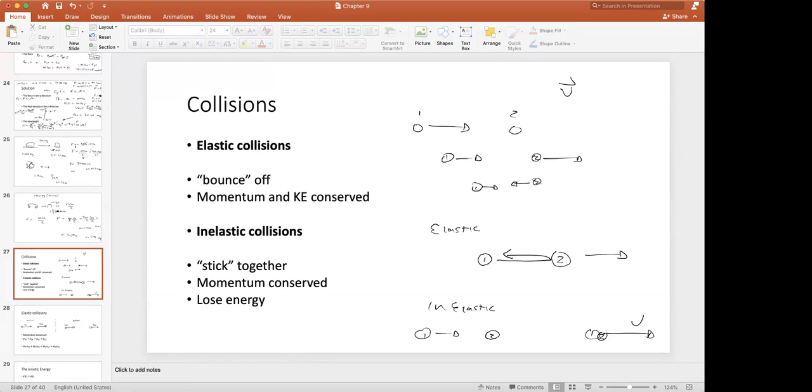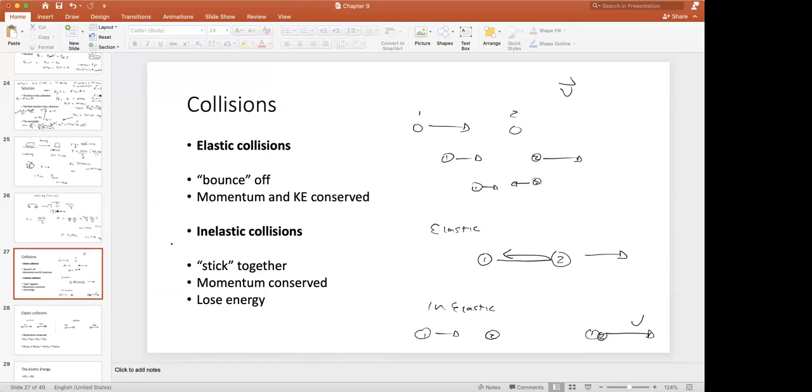The velocity changes, but since they stick together, momentum is conserved. However much momentum they had before, that's what they have afterwards. However, kinetic energy is not conserved. And it's not conserved because when they stick together, they lose energy to intermolecular forces to bind them together. They lose it to heat. They lose it to a lot of weird things.